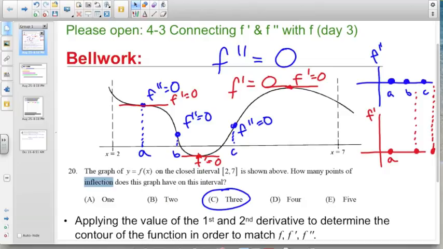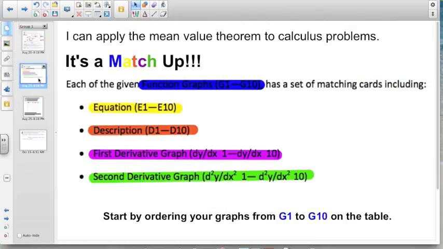You caught it. Okay, so these cards that I just tossed out to you, the blue cards are all the graphs. So what we're going to do is you're going to put the graphs down in order 1 to 10. They've got G1 to G10. And then you're going to match up your equations. All your equations are the yellow cards. And then you're going to match up your descriptions. Those are the orange cards. And then the pinks are the first derivative, and the greens are the second derivative. So you're just going to match those up.